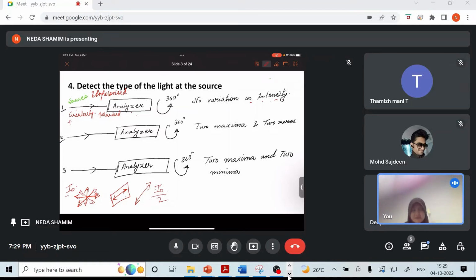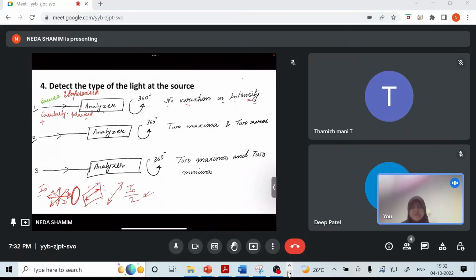Understood? So I'm saying there is no variation in intensity. It will always remain I0 by 2, no matter how much angle I rotate it. There is no variation in intensity, so it can be an unpolarized light. And circularly polarized, as you say, is completely circular. Think of it. What would be the answer?